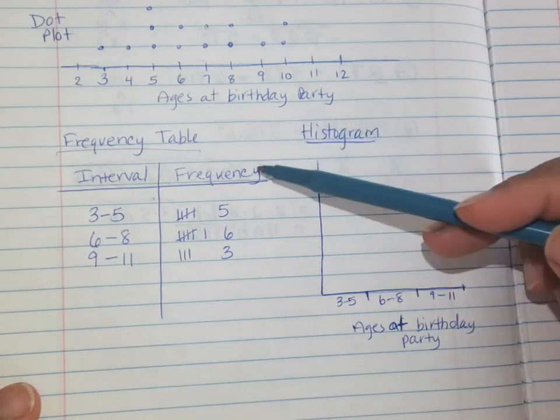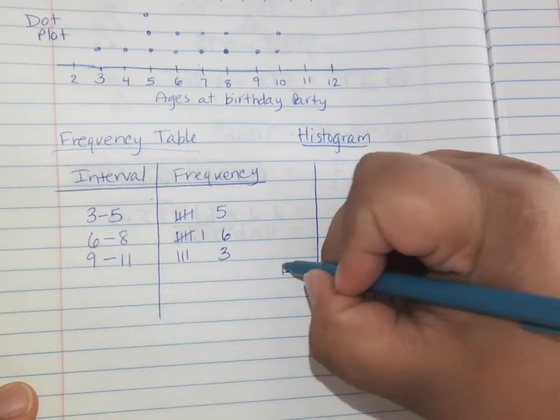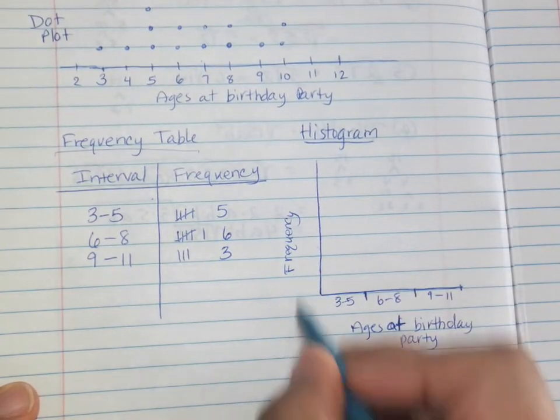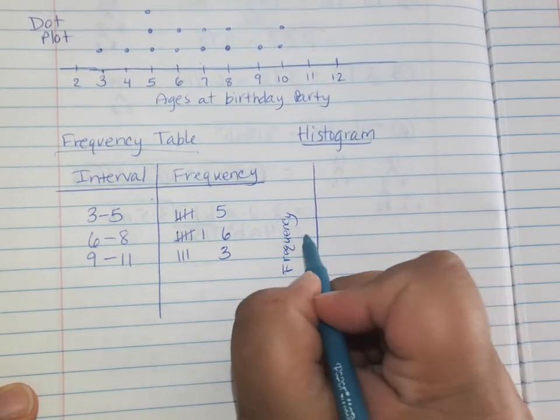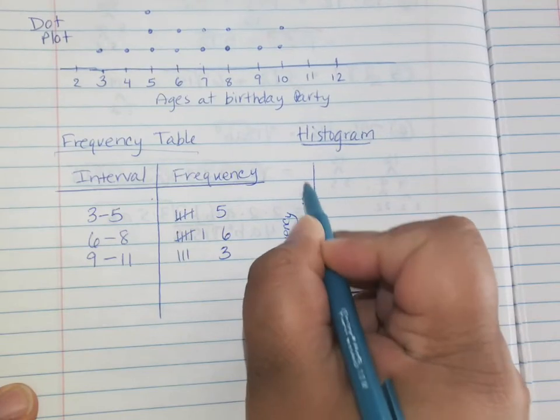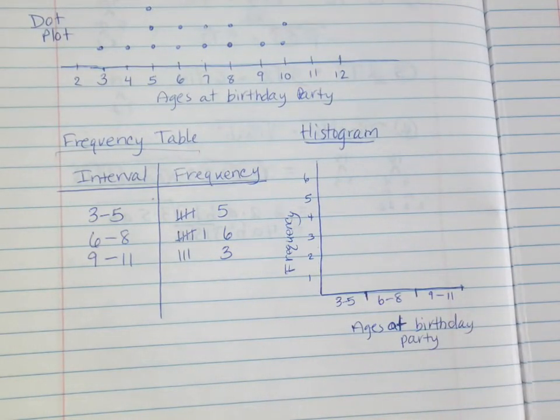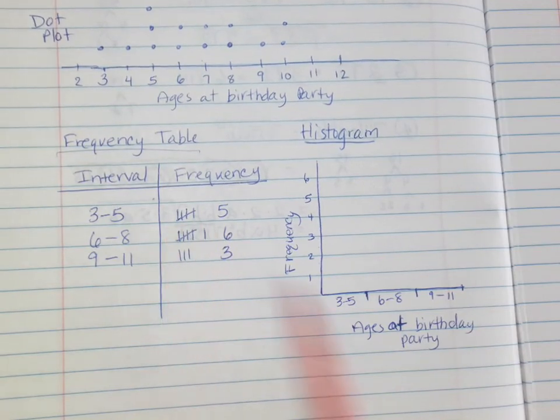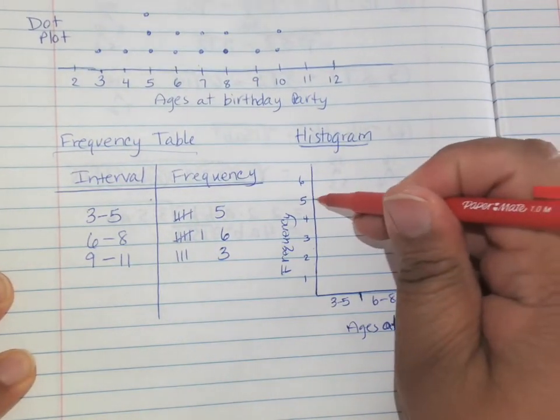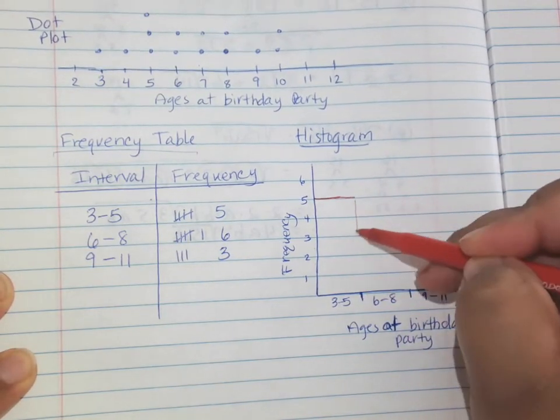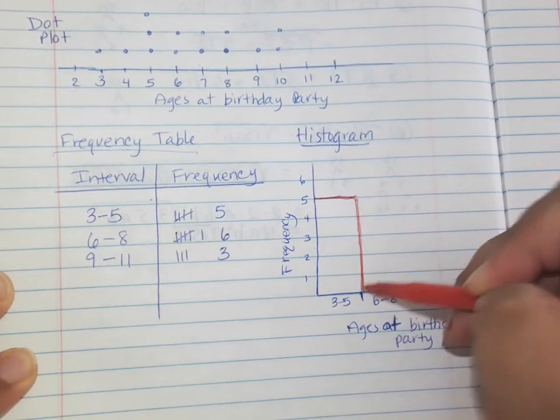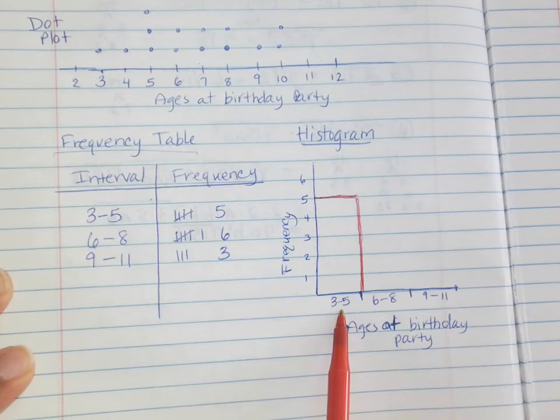Over here, we are graphing the frequency. Let me write that sideways. And I'm counting this by 1, 2, just single numbers. Let me get a different color. Okay. So my frequency table shows that 3 to 5, there's 5 frequencies there. So I'm going to make a bar. Try to make it as straight as I can. But that would be the bar for the interval 3 to 5.